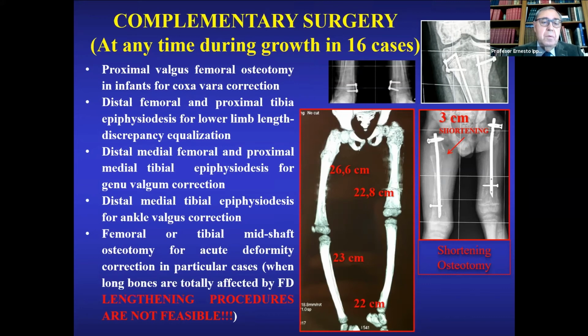And femoral or tibial mid-shaft osteotomy for acute deformity correction in particular cases, like in this case of lower limb length discrepancy, because when long bones are totally affected by fibrous dysplasia, lengthening procedures, as you know, are not feasible.